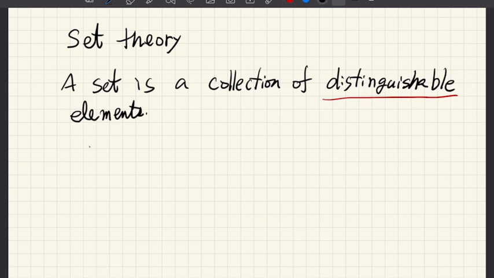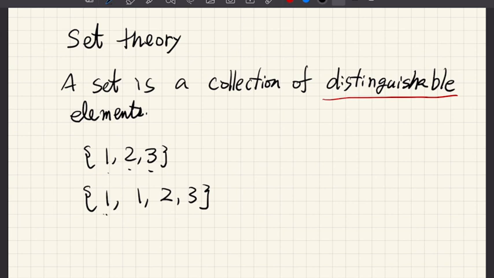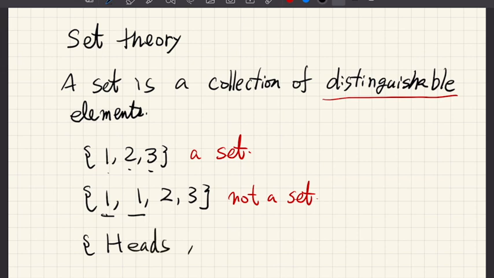For example, this is an example of a set which consists of three numbers, 1, 2, 3. Okay? But this is not a set. This is a collection of four numbers, but two of them, this one and this one, are not distinguishable. They are the same. So this is not a set. This is a set. Okay? So these are two examples, and you can have something other than numbers. So this is a set of two outcomes of coin flipping, and so on.